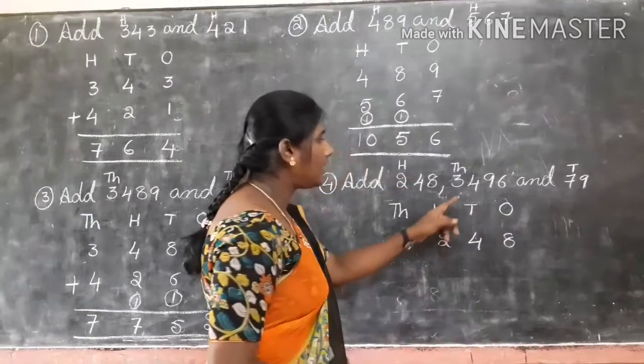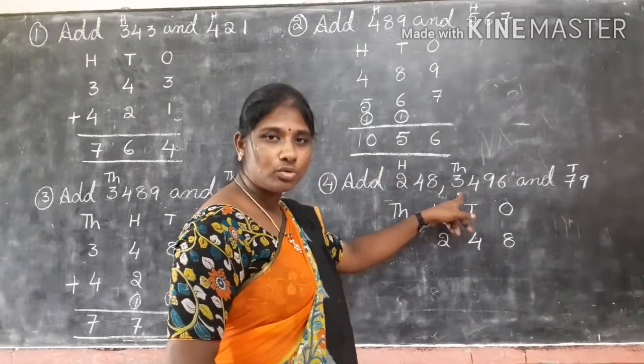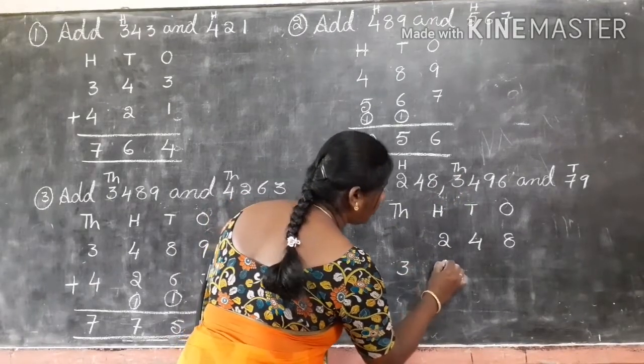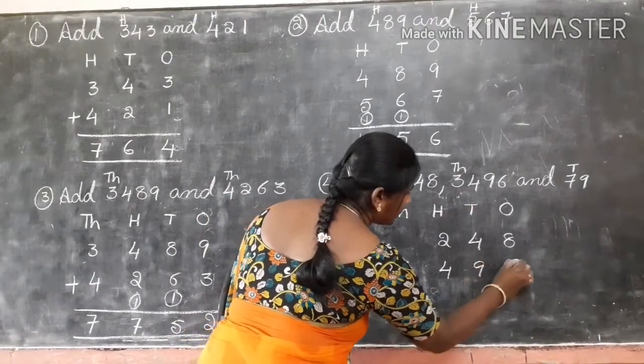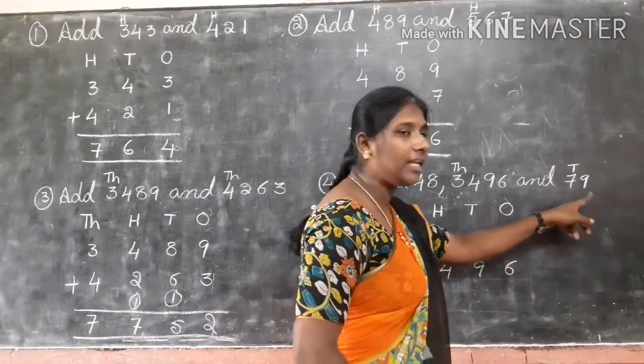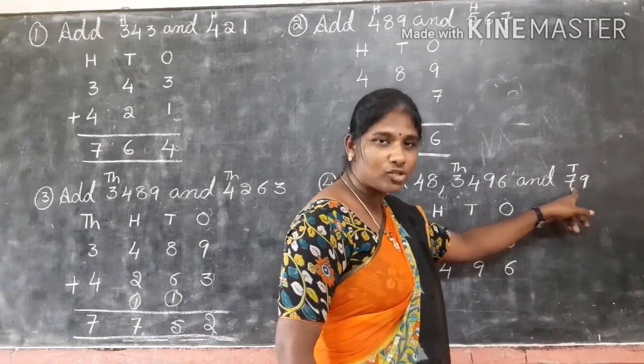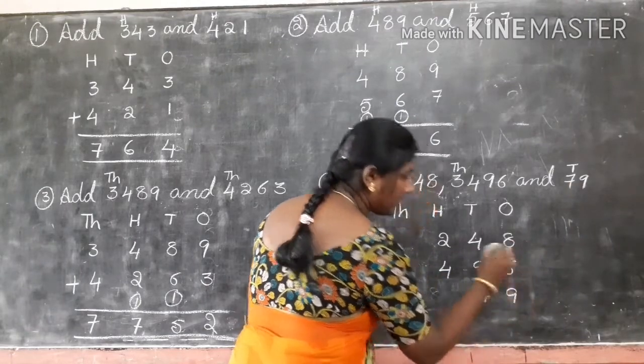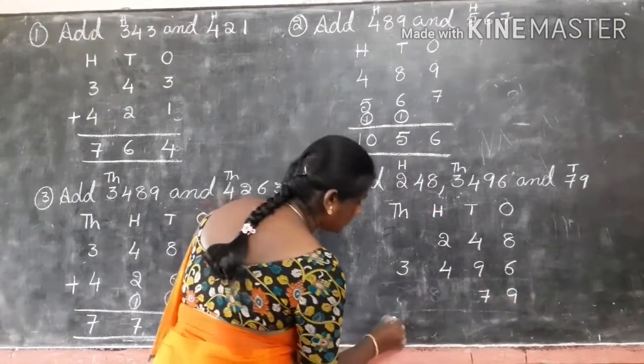248. The second number starts from the thousands place, so we have to start from 3,000. Thousands place to 3,496. The next number, 79, starts from the tens place. So we have to start writing from the tens place to 79. Now add this one.